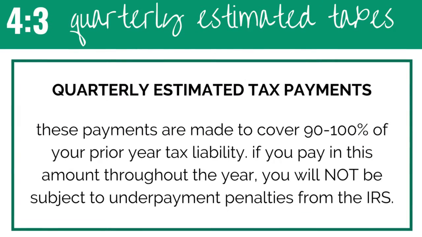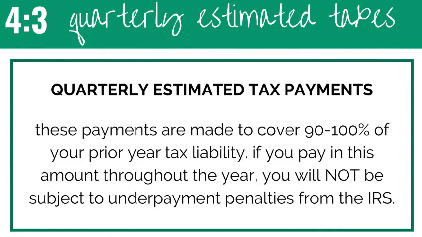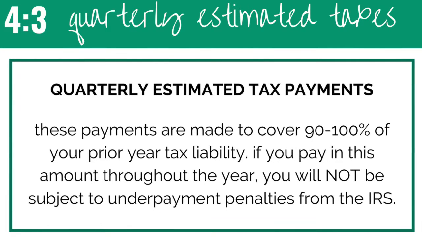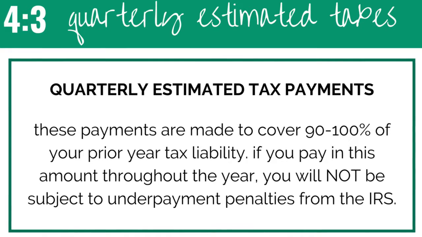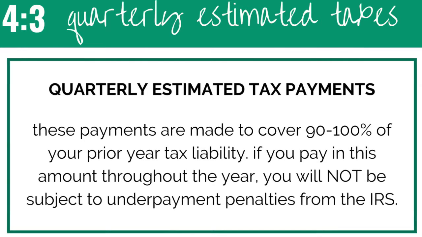So a lot of business owners get confused as to why quarterly estimated tax payments exist and if they even apply to them. So basically the IRS expects you to pay in income tax throughout the year. So if you have a W-2 job, you most likely have withholding on your W-2, which is a way of paying the IRS income tax throughout the year. If you're self-employed, you probably don't have withholding anywhere, so you're not making those payments.